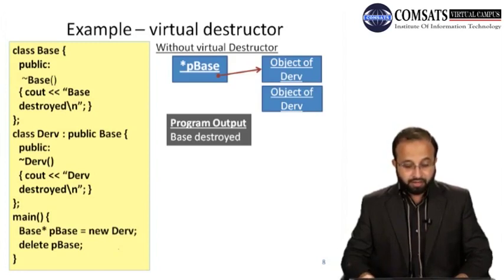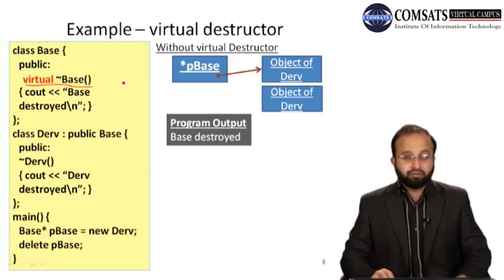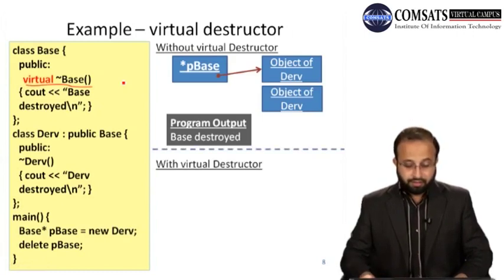Now let's see the same scenario with the virtual destructor. Previously we had a simple destructor, now we have a virtual destructor. So this is a virtual destructor, with the keyword virtual, right? Now when the destructor is virtual in the base class, it assumes that all the destructors in the derived classes are also virtual, right?